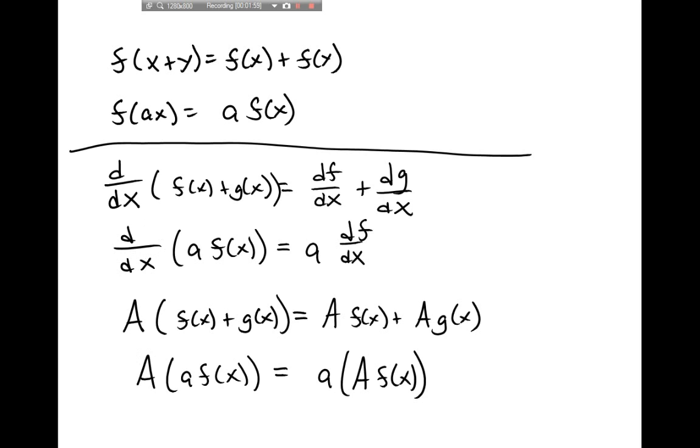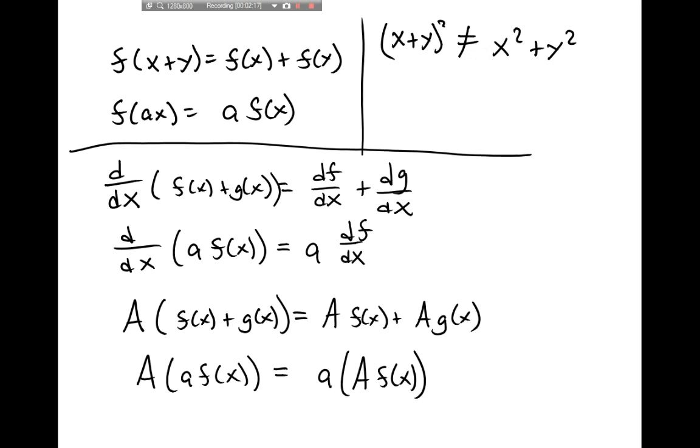Now it's worth pointing out that there are some operations which aren't linear. So for example, squaring something is an example of something that's non-linear. So for example, x plus y quantity squared is not going to be equal to x squared plus y squared. So squaring something is not a linear operation.